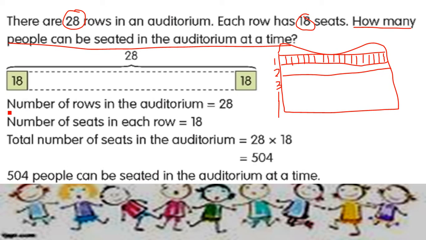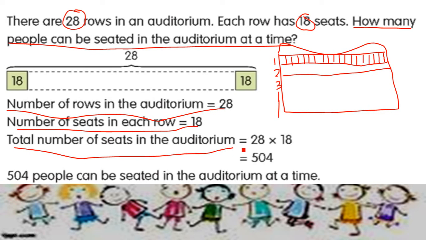So we can also write the statement, number of rows in the auditorium 28, number of seats in each row 18. So total number of seats in the auditorium is 28 multiplied by 18. So 504 people can be seated in the auditorium at a time.